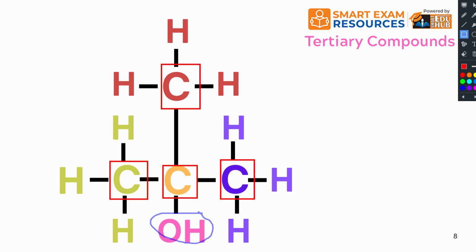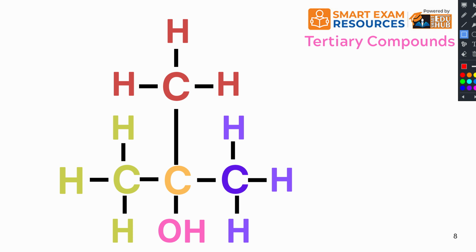So this is an example of a tertiary compound. The compound is an alcohol. So this is a tertiary alcohol or a 3-degree alcohol. Now let's take another example.